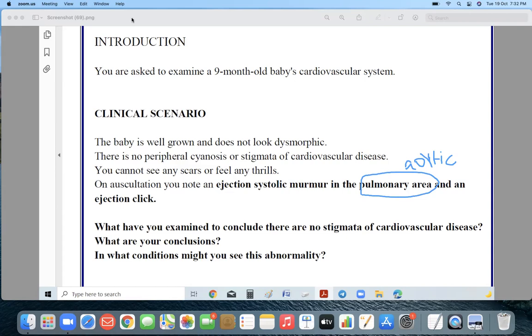Okay, no problem. I have one book here where it is written VSD, PS, AS, and MR can be thought of. Yes, that can be thought of.